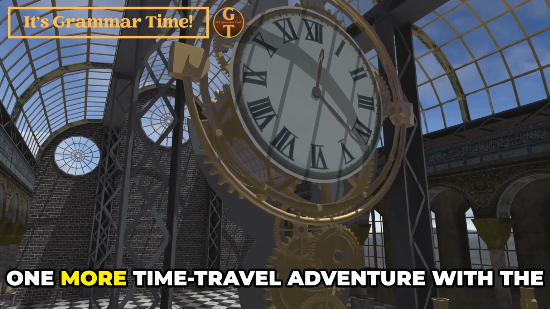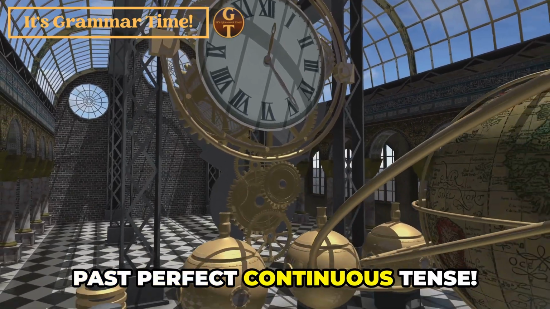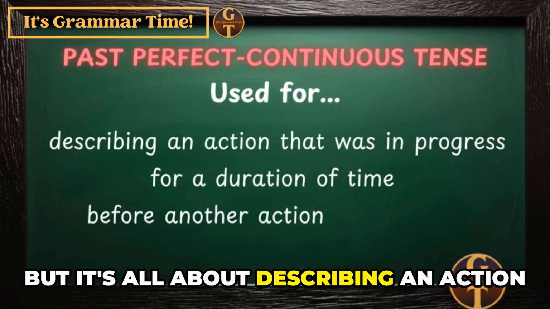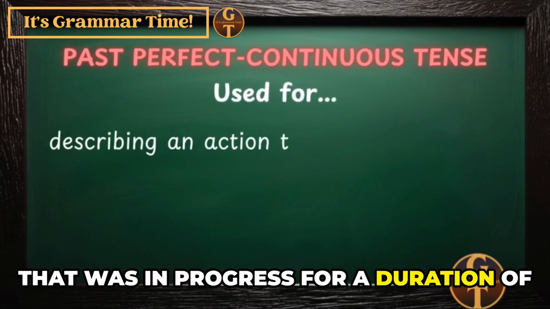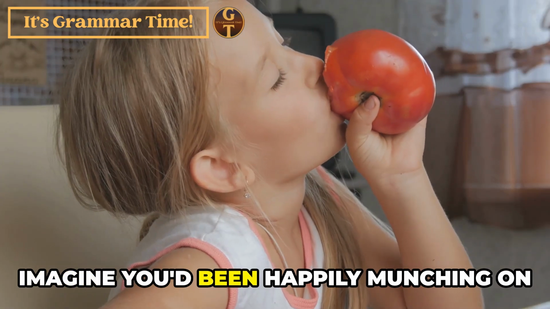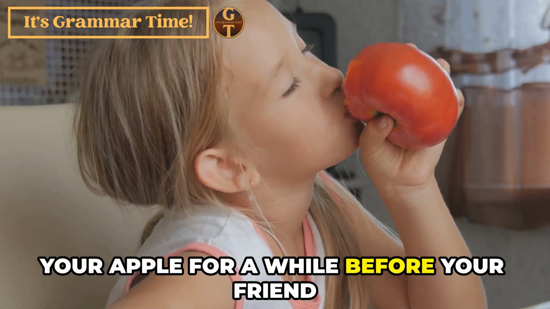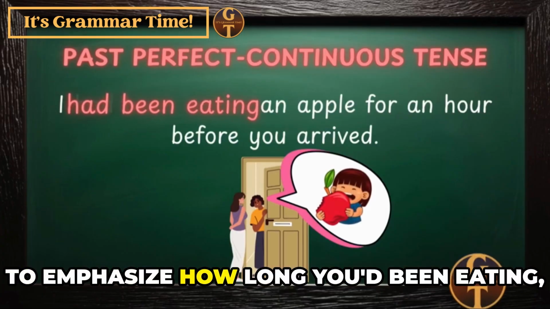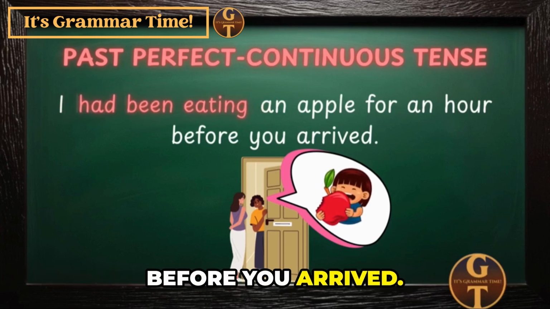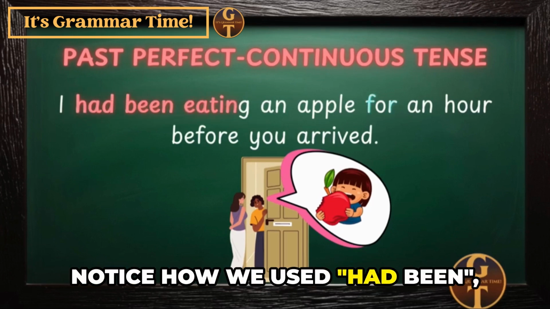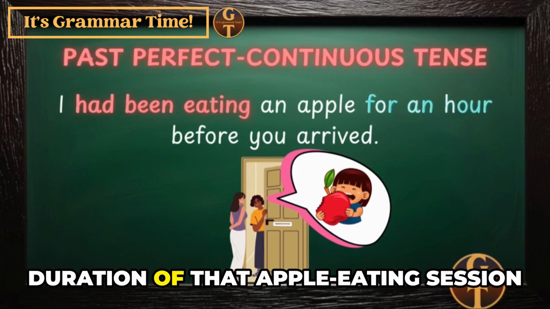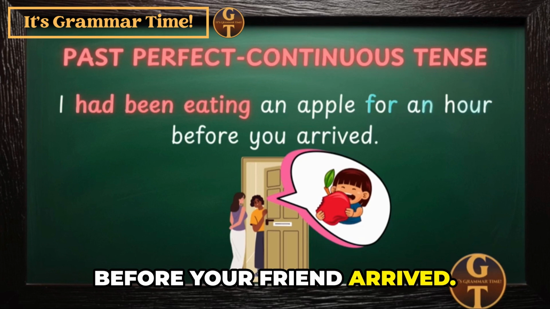Okay, one more time travel adventure with the past perfect continuous tense. This one might sound like a mouthful, but it's all about describing an action that was in progress for a duration of time before another action in the past. Imagine you'd been happily munching on your apple for a while before your friend showed up. To emphasize how long you'd been eating, you could say, I had been eating an apple for an hour before you arrived. Notice how we used had been, eating, and for an hour to really highlight the duration of that apple eating session before your friend arrived.